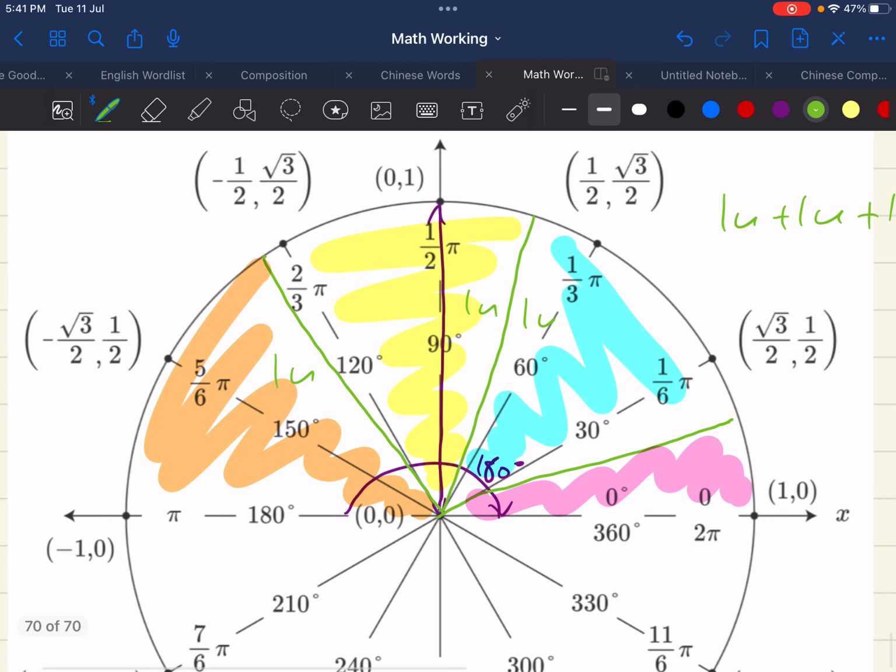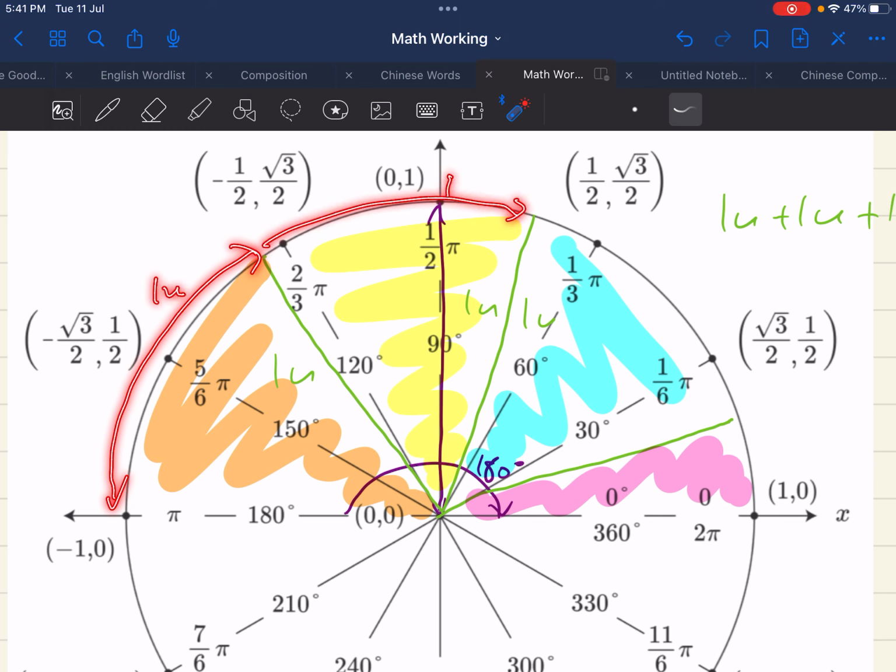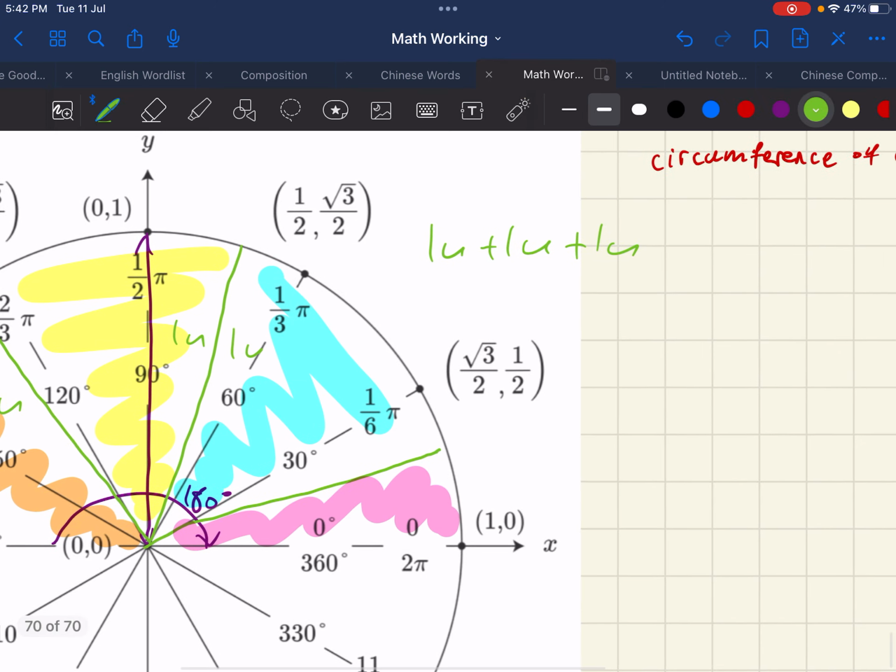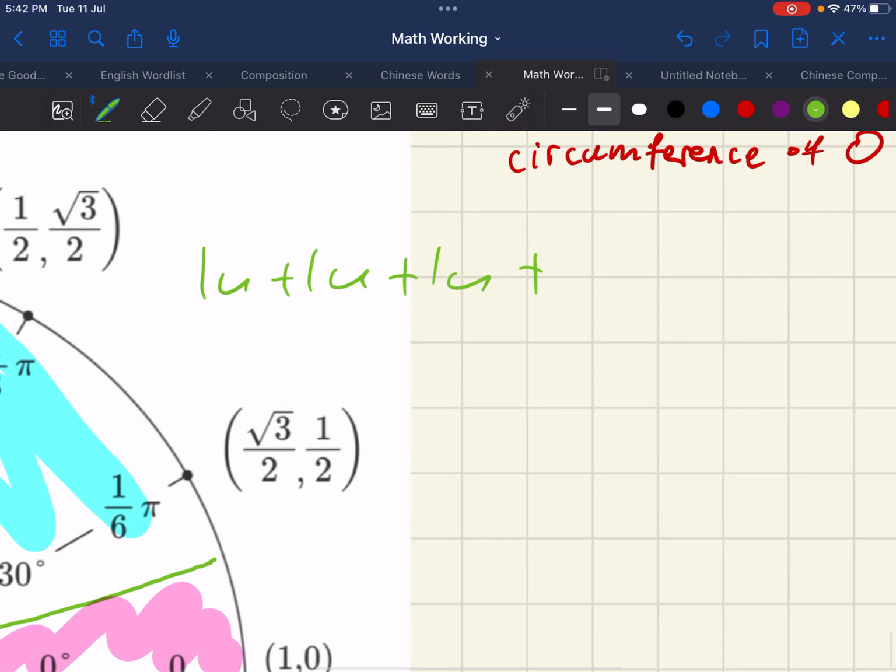Okay, and also, by the way, key point here is that this length here, imagine this is 1 unit. This is also 1 unit. This is also 1 unit. So now we have a total of 1 plus 1 plus 1. We have 3.